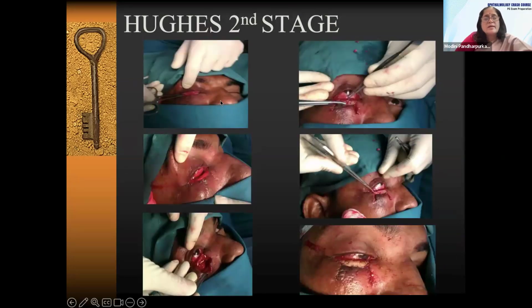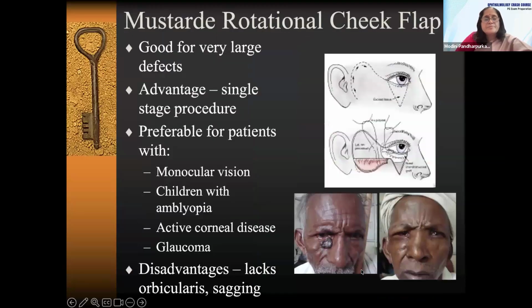So this is a Hughes second stage picture I have, where this was a Hughes done from the upper lid, and you can see we have released it, and this is the end result. Mustard we rarely use, especially for very big tumors medially. If we draw in skin from the cheek, this gentleman with a huge basal cell, this is good for very large defects. Single stage procedure. Otherwise, the other option here would be again a Hughes with a lot of skin grafting.